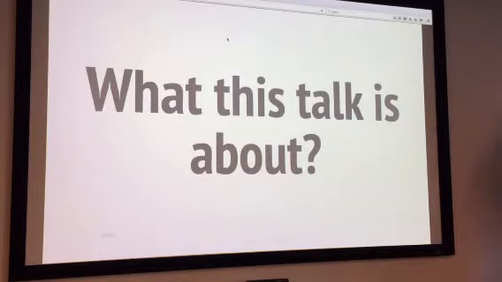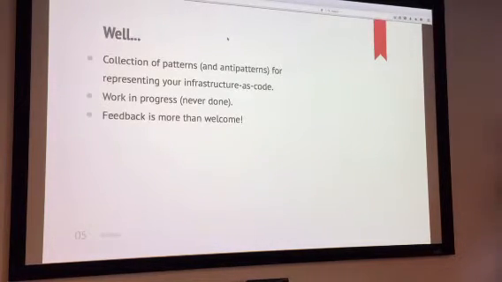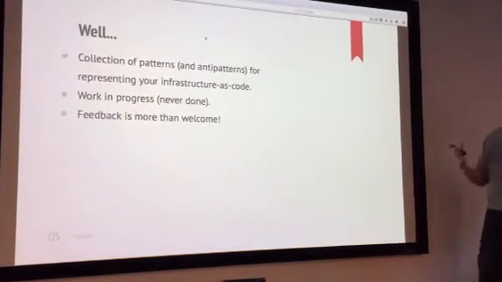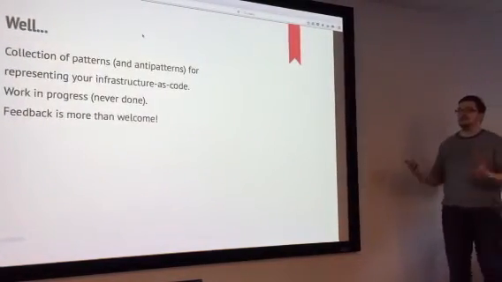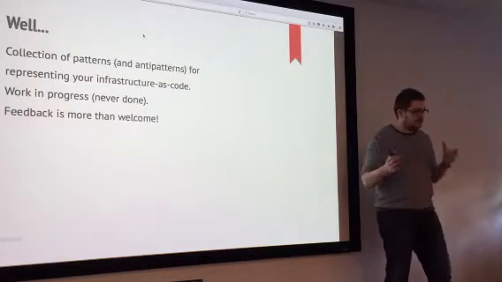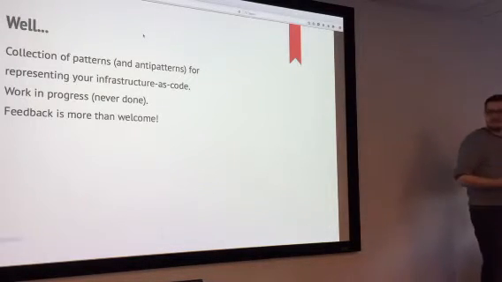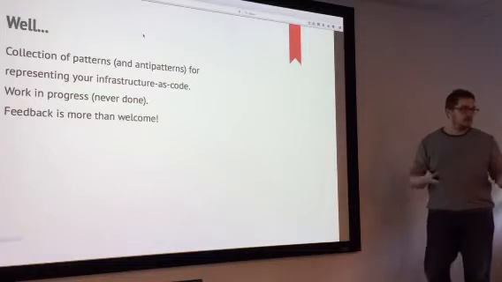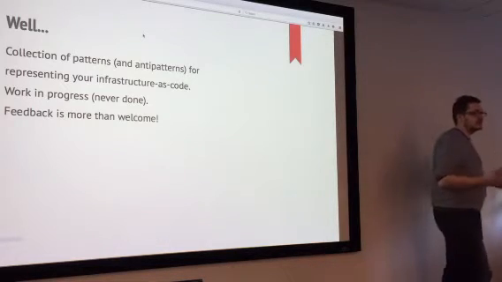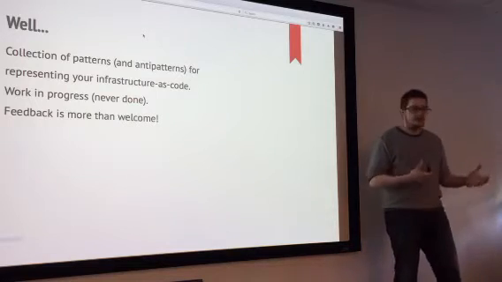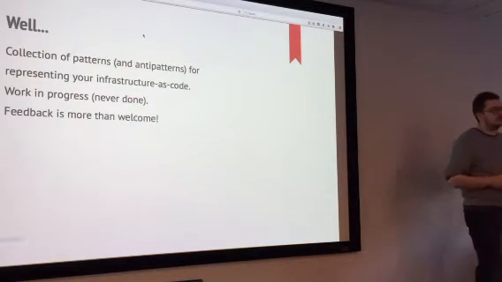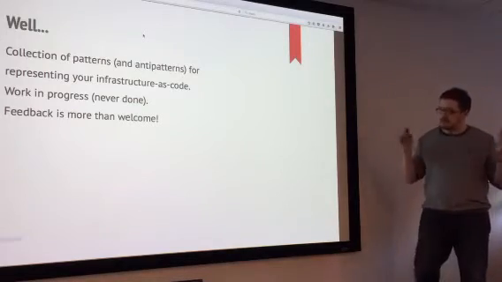Let's talk about what is in this talk. Mainly, this is a collection of patterns and anti-patterns that I've seen many times in different code bases for representing infrastructure as code. This presentation in general is a work in progress, so it's never done, and I'm trying to collect more patterns over time. So if you have something to add, or if you think that some patterns are not good enough or not detailed enough, please give me your feedback and ask questions, in any way.